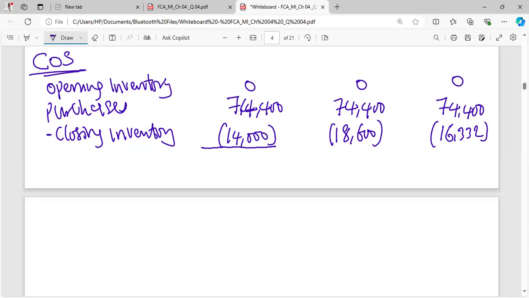Okay. What this will give us is our cost of sales. So we can go ahead and write the cost of sales we had in our book there, or we can also do our calculation again. 74,400 minus 14,000. That will give us 60,400 as our cost of sales.